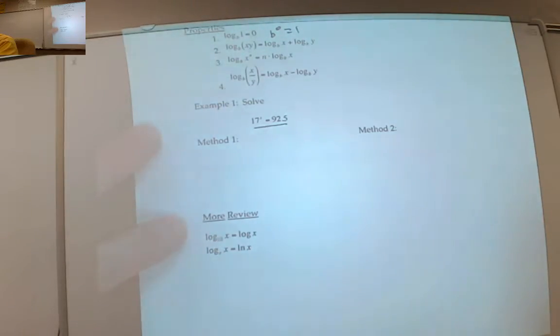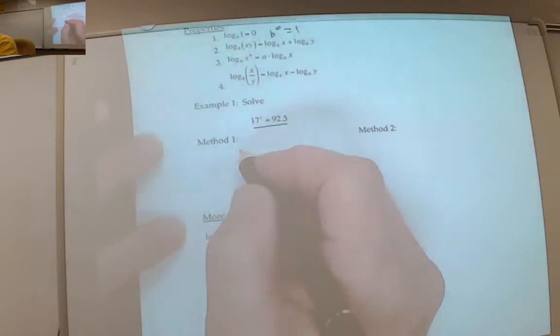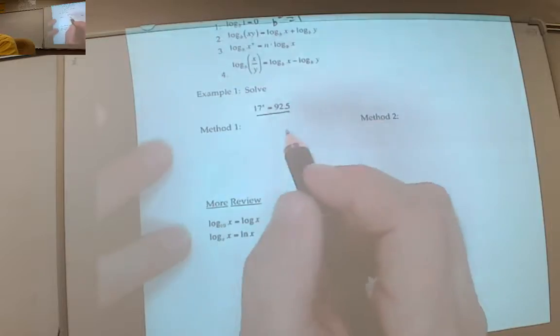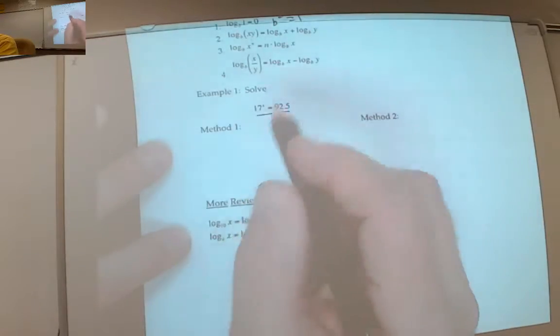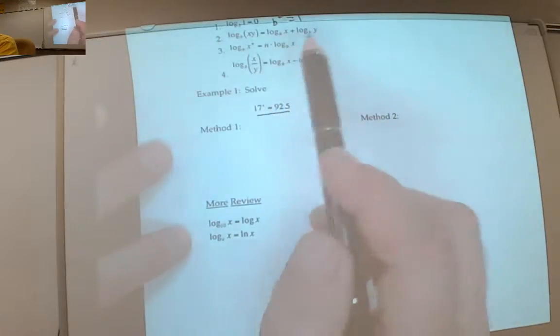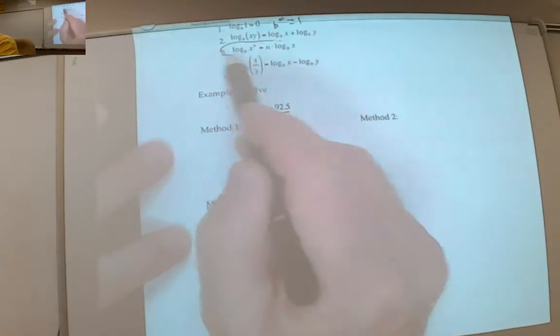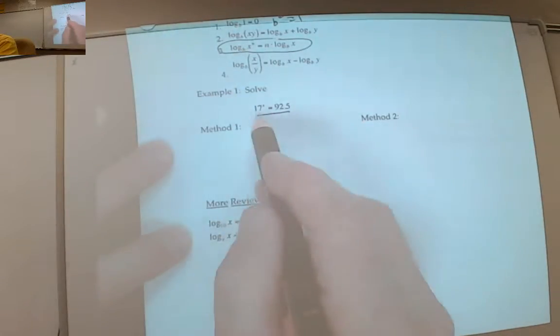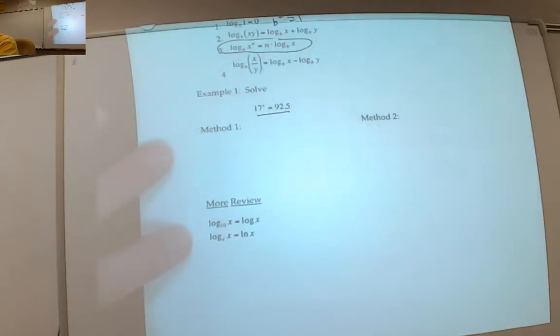I believe, I'm not sure about all of it, but that would rewrite it as a log, right? I wouldn't. What I would use is this rule right here. I will use logs, but I'm not going to write it as a base 17 log.